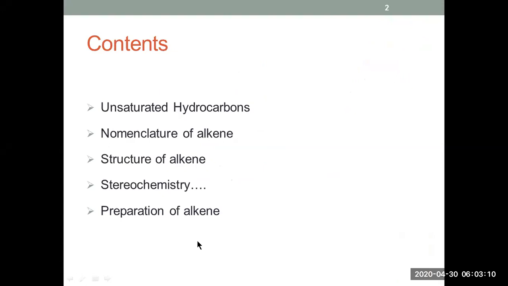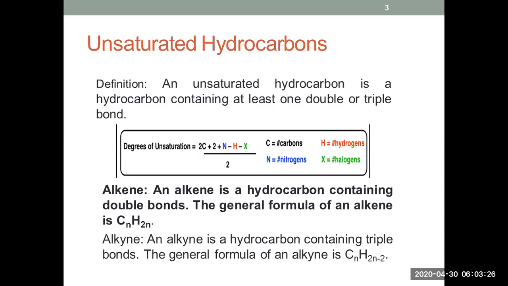Our present session will be about unsaturated hydrocarbons, nomenclature of alkene, structure of alkene, its stereochemistry, and preparation of alkene, various methods for the preparation of alkene. First of all, what are unsaturated hydrocarbons?